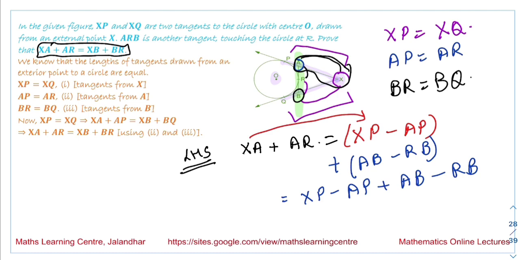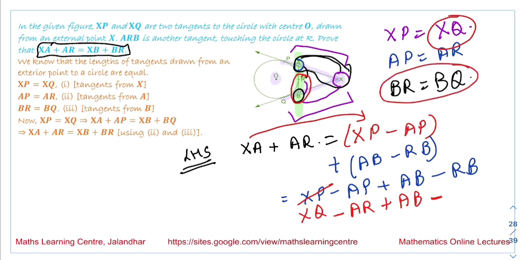Now in place of XP we can write XQ, using the first equation, XP is equal to XQ. AP is equal to AR. Now the length AB stays as it is, AB minus length RB, and RB is equal to BQ.